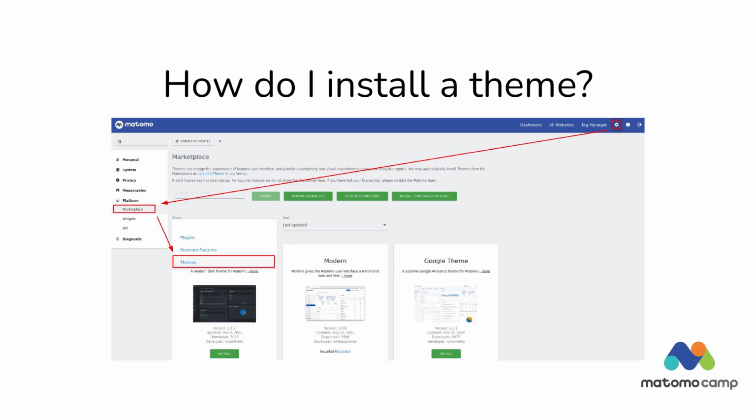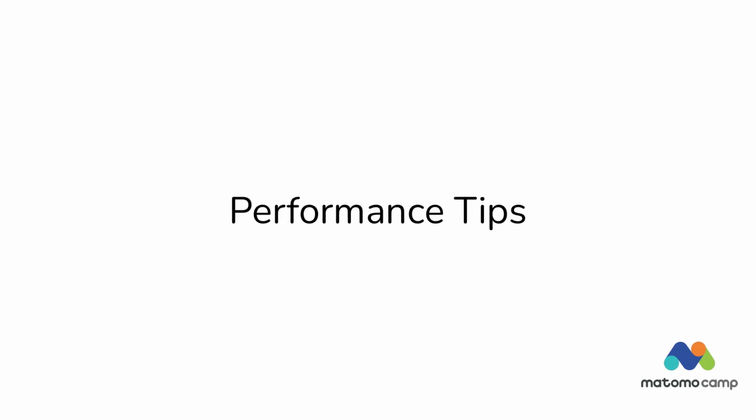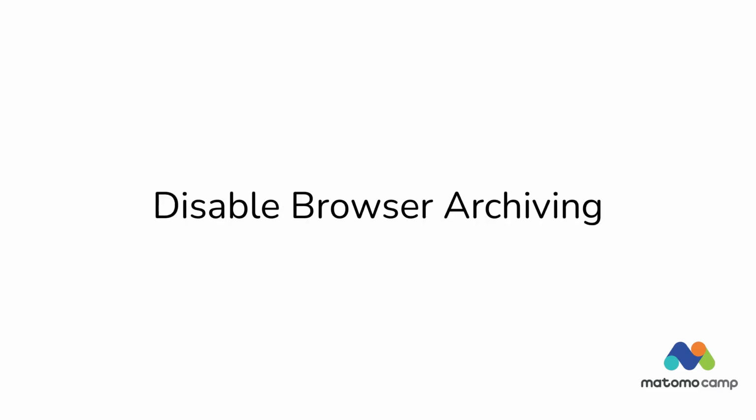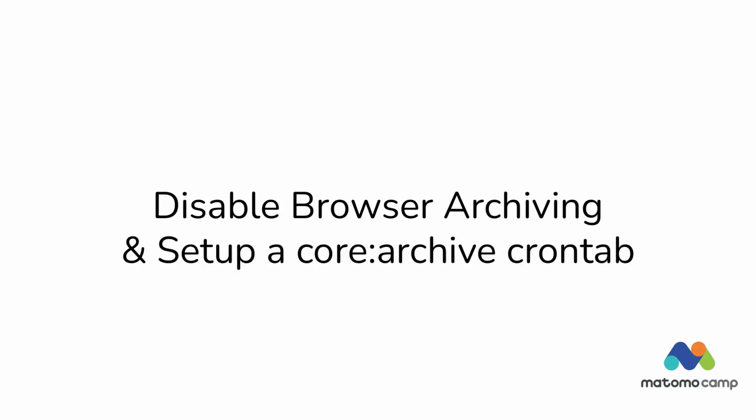All right, the next section is performance tips. One of the biggest performance improvements that you can make to your Matomo instance is to disable browser archiving and then set up a cron tab for archiving. You might be wondering, why do we recommend disabling browser archiving?